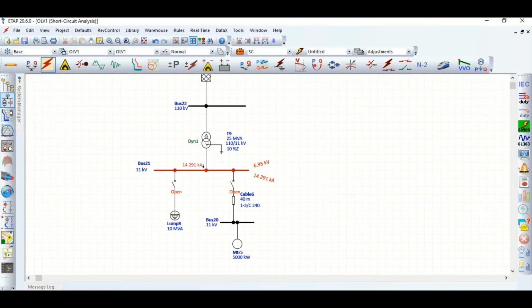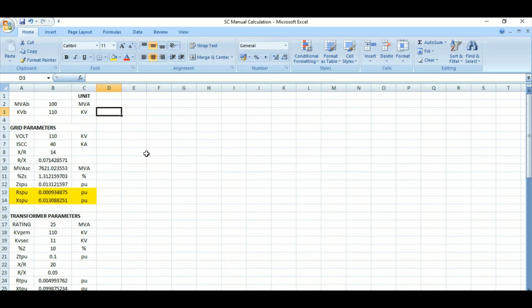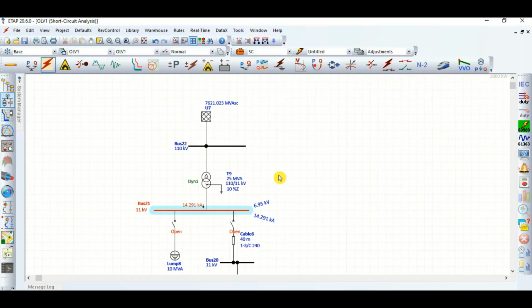So this was the very basic thing to perform the short circuit analysis, and I have validated using the ETAP software. In the next video I will show by connecting one 5 megawatt motor by cable connection. That will be covered in the next video, and accordingly what will be the total short circuit current contribution at this 11 kV bus. And subsequently there will be another video where I will discuss if we connect this 10 MVA lump load, what will be the total short circuit current contribution. So in this video, up to this.